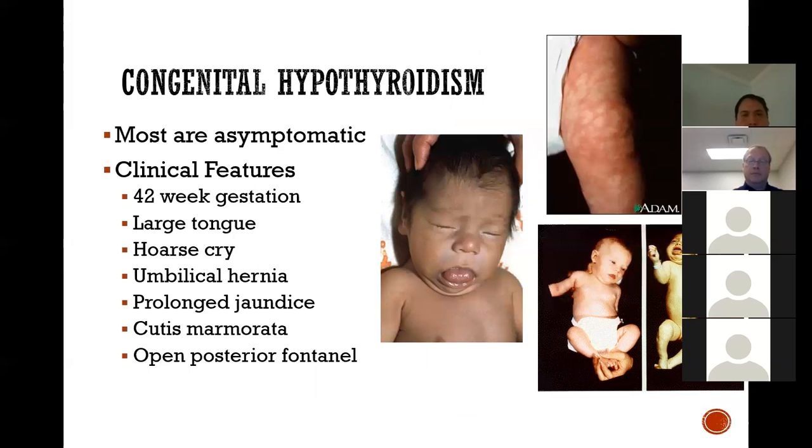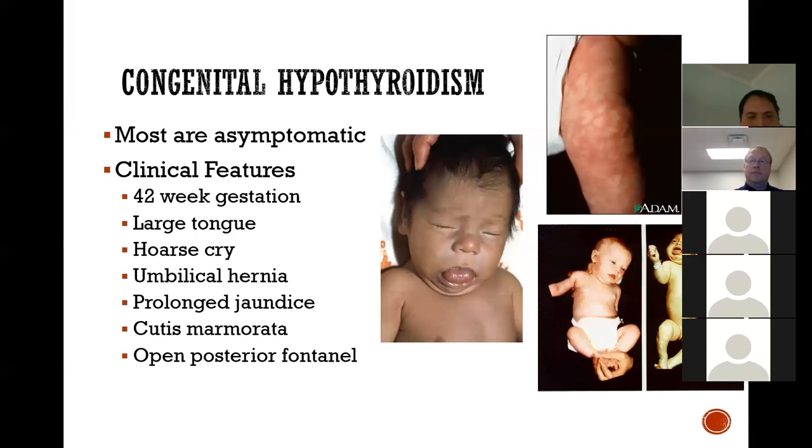Things that would be tip-offs, obviously, to be concerned about congenital hypothyroidism: late delivery, 42-week gestation. You can get the large tongue, but that's usually only over time after not being treated. Umbilical hernia can be present at birth. Prolonged jaundice is one of the ones to watch for.